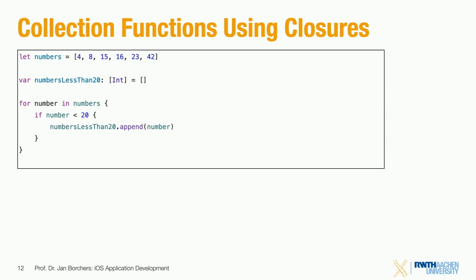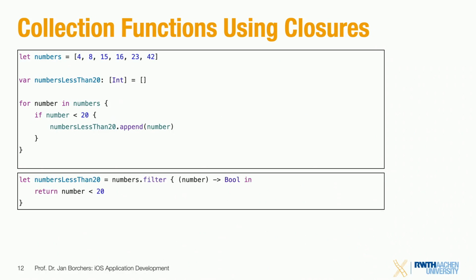That's how I would have done it before I heard about filter, exactly, right? So we've got numbers less than 20 is numbers.filter. We apply the filter, which takes a closure, in this case in trailing closure syntax. We're passing in a number, it returns a bool, which basically says is the number less than 20 or not, right? And if that's true, this is how filter works. It needs a function that for each element says yes or no, stays in the filter or gets dropped, and then we're done.